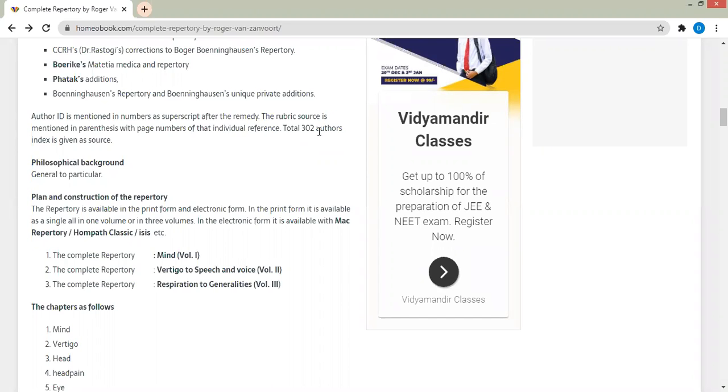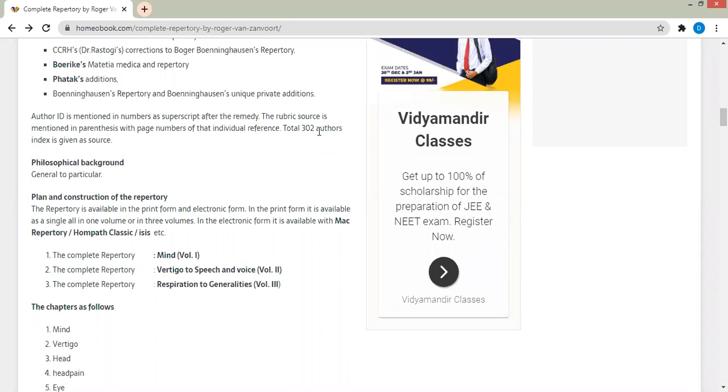We have these 3 volumes available in a single volume, and we also get the 3 volumes separately in the market. So if we discuss the 3 different volumes, the first volume of the complete repertory is the one in which the rubrics, the symptoms related to the mind, are given.